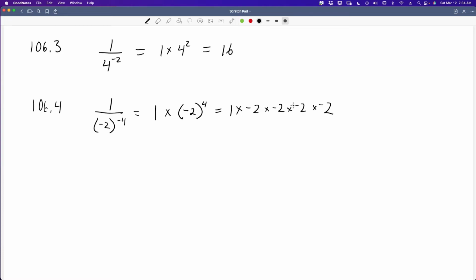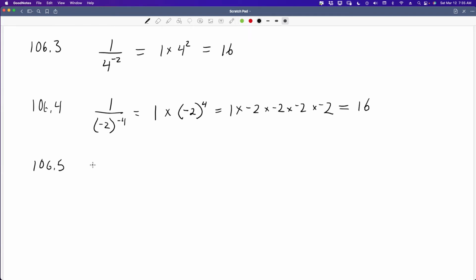We have 4 pairs of negative numbers, and that's something you can judge just by looking at your exponent. If your exponent is even, you're going to have a positive result, because remember, pairs of negative numbers make a positive. So 1 times negative 2, that's negative 2. That's going to be a positive 4, negative 8, positive 16. So that is our result. So let's look at one more, 106.5.